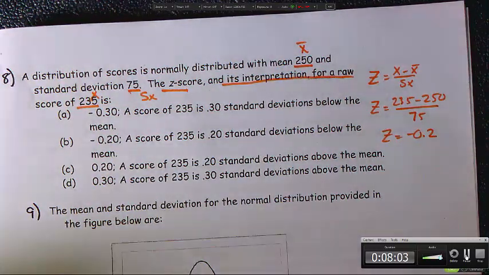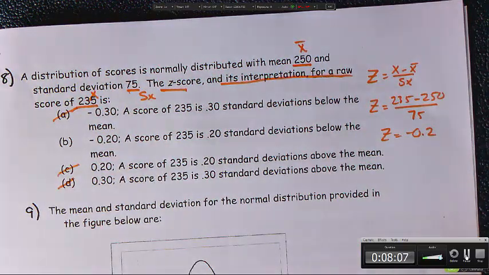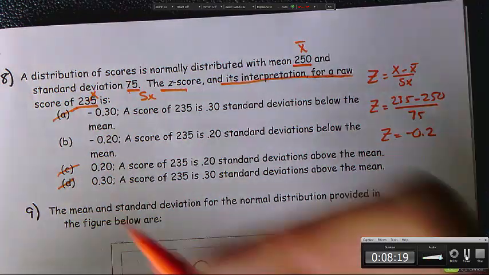So, well, right off the bat, that tells you the answer is B. Right? It's the only one that has negative 0.2 as part of the answer. But negative means it's, or 0.2 standard deviation is the negative means it's below the mean. So the answer in that case is B.